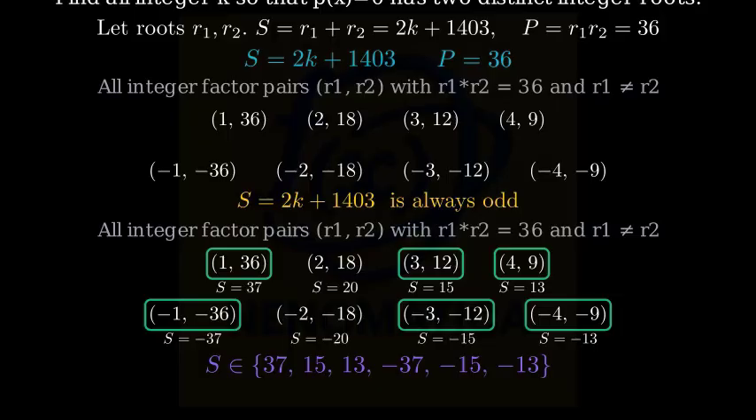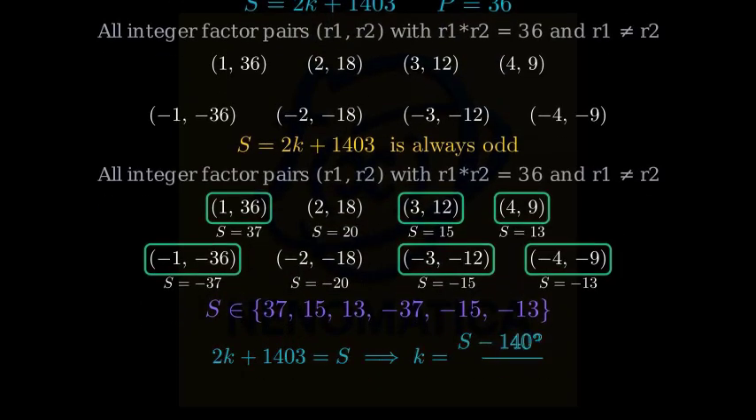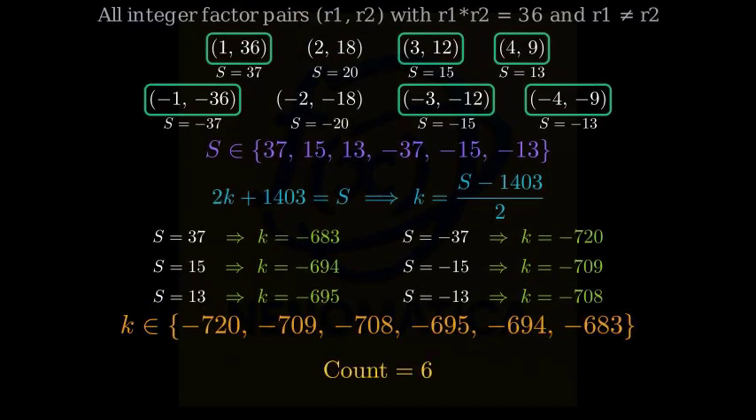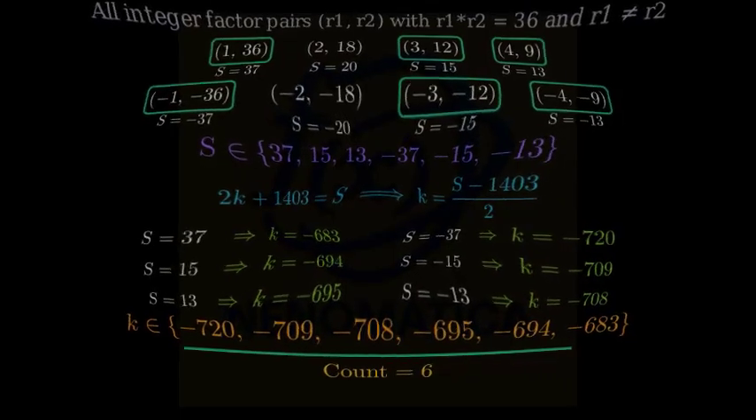Solve 2k plus 1403 equals s for each allowed sum. That gives the 6 integer values of k. Therefore, the integer values of k are negative 720, negative 709, negative 708, negative 683, negative 694, and negative 695. There are 6 such integers. Quick recap. 1. Use Vieta to connect the roots with k.